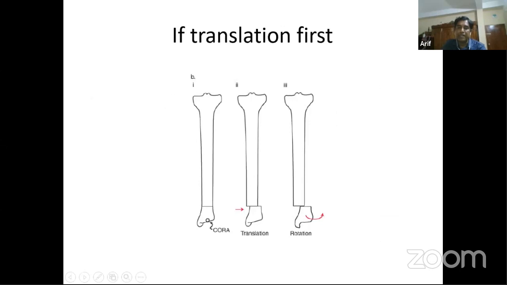And if you do the translation first, what will happen in acute correction? Since your CORA is here, if you correct the translation first, and usually you know that when you rotate a bone on its axis, there is some form of translation also there. Then the bone ends up with more translation. So in acute correction, follow that sequence so that you can have good bone alignment.